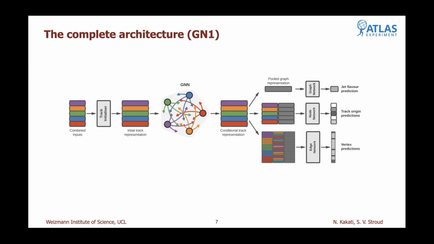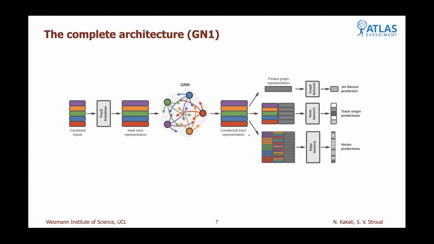Here we can see an overview of the complete architecture that's being used. We start with the combined inputs that I just defined, and they go through a track initializer, which essentially transforms them to a hidden representation. Then it goes through a GNN, which is a graph attention transformer in this case. The idea is that the tracks get to talk to each other, so there is an exchange of information. From that, you can construct a track representation which is also conditioned on its neighborhood.